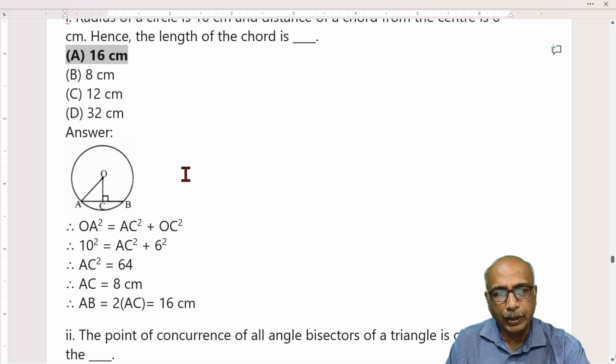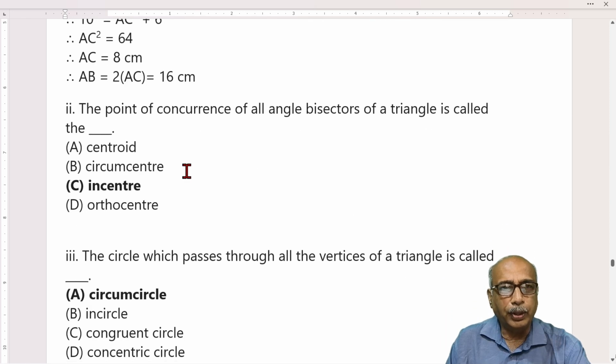Don't forget to write. Second point, the point of concurrence of all angle bisectors of a triangle is called the incenter. Incenter means concurrence of all angle bisectors. 3 angle bisectors are there. You might have noticed that we are drawing in circle. What do we do? We bisect the angle. So it will be known as incenter.